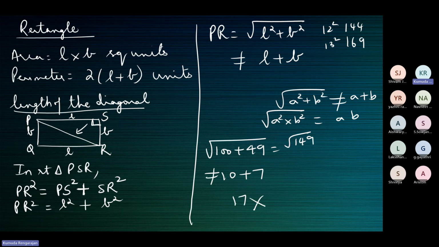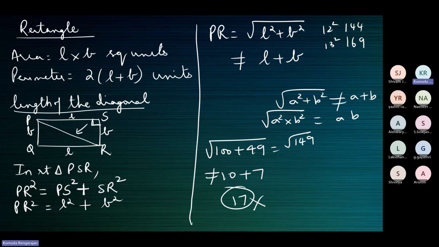Now this 149 lies between 144 and 169. So its square root will be 12 point something, because the square root of 144 is 12 and the square root of 169 is 13. We don't know exactly, but it's 12 point something. It's between 12 and 13. But you're getting 17 here.